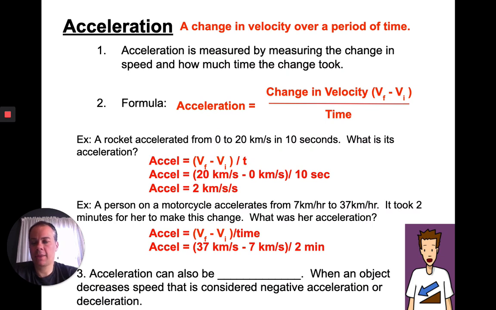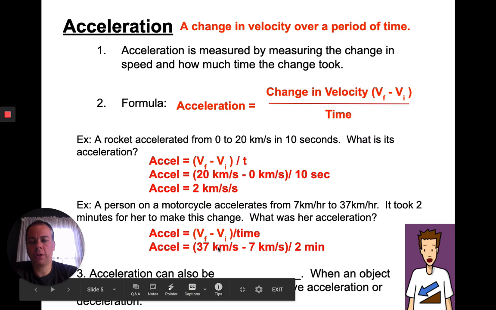We do the math. 37 minus 7 is 30. Divided by 2 is 15. What about units here? Careful with the units. So remember what we do with our numbers, we do with our units. So here we have kilometers per second per minute.